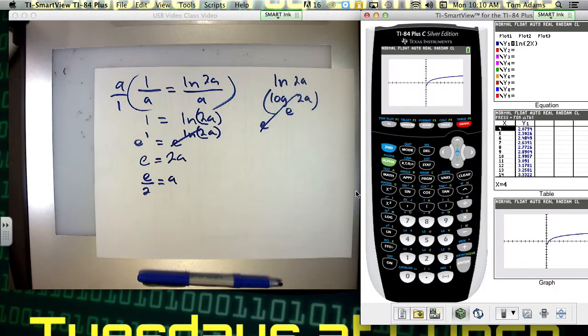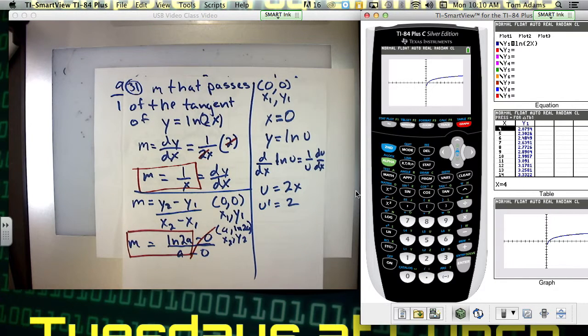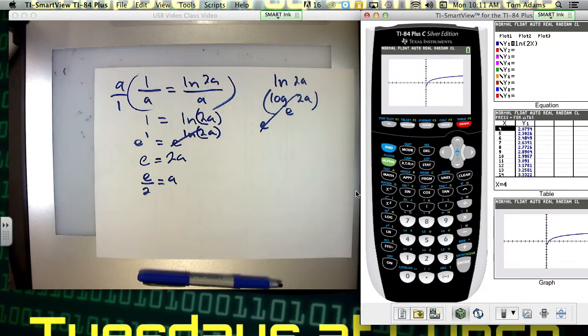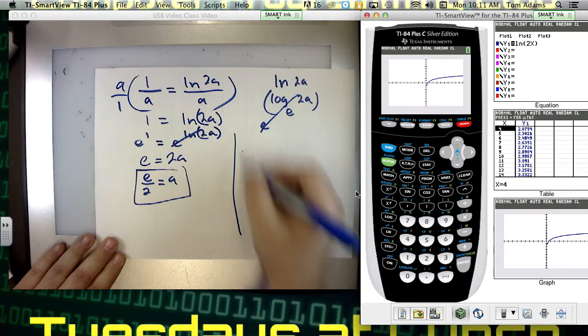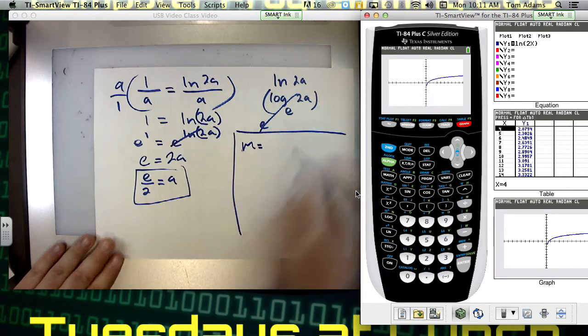Now, we've done a lot of math so far. The original question was to find the slope m of the line that passes through 0, 0 and is tangent to the function y equals the natural log of 2x. So I still have to solve for m, and I did a bunch of work, and the only thing I came up with is that a is equal to e over 2. How do I fix that? How do I make this information relevant? Because remember, what we're being asked to find is m.